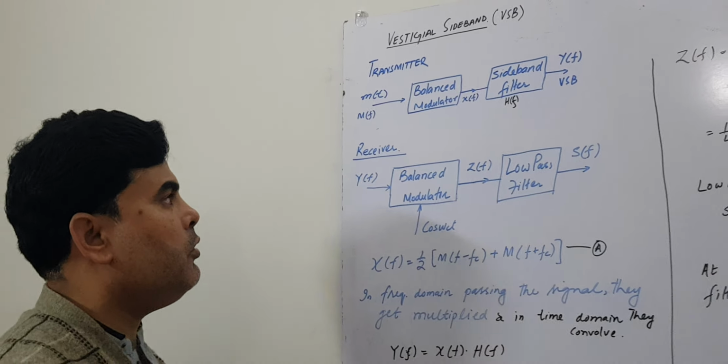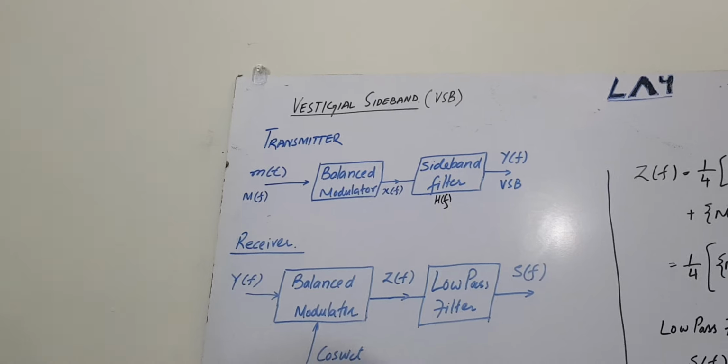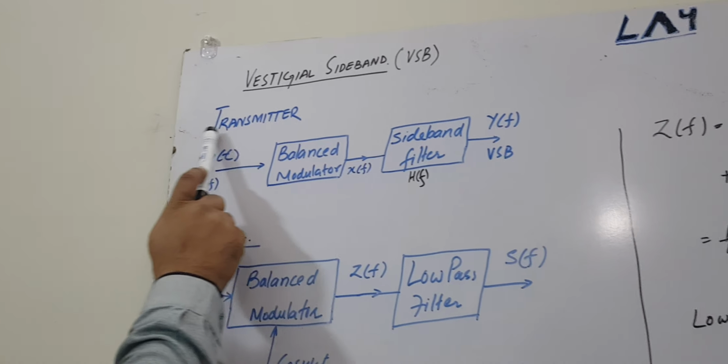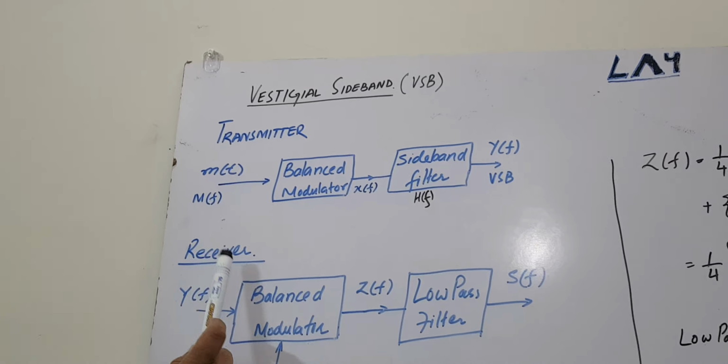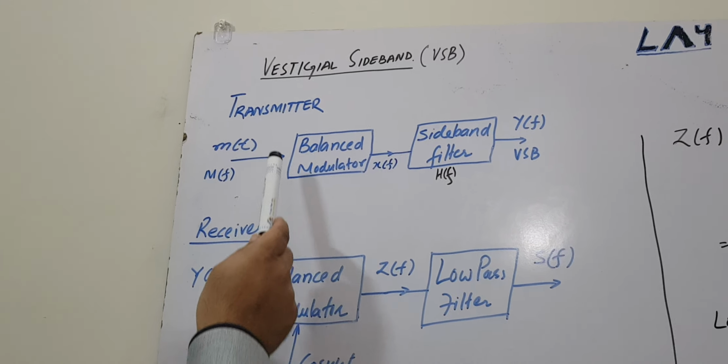In this lecture, we are going to discuss the last type, that is the vestigial sideband, where we will discuss the transmitter of the vestigial sideband and the receiver of the vestigial sideband together. So let's discuss the transmitter.